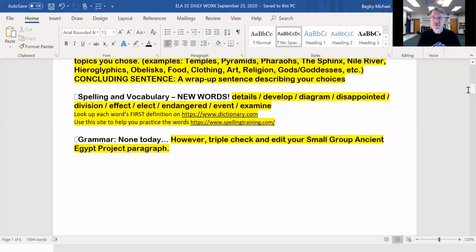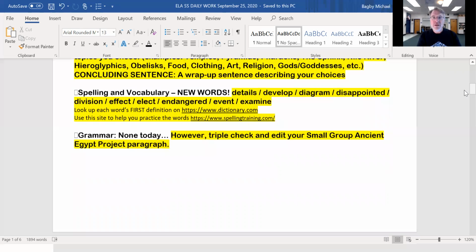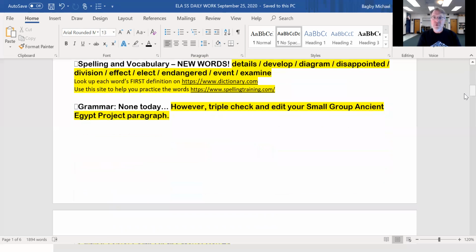We have our new words. As you know, we went over them yesterday. Please use dictionary.com. Those are the definitions that we are going by. And you choose the first definition. I want you to be looking those up in dictionary.com. And of course, I want you to be using spelling training. It's such a simple site, simple to use, easy to use, and it gives you multiple different ways to practice the words.